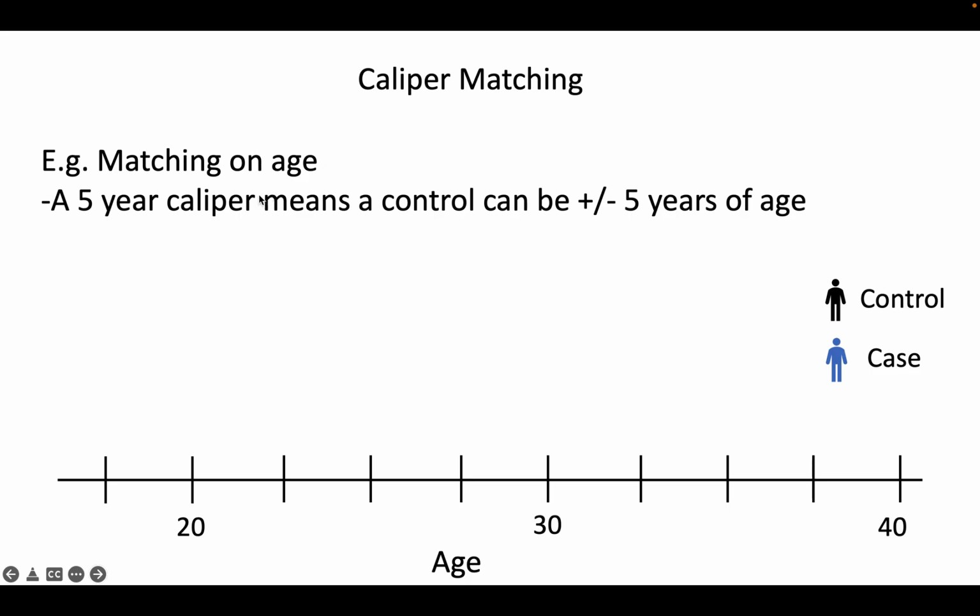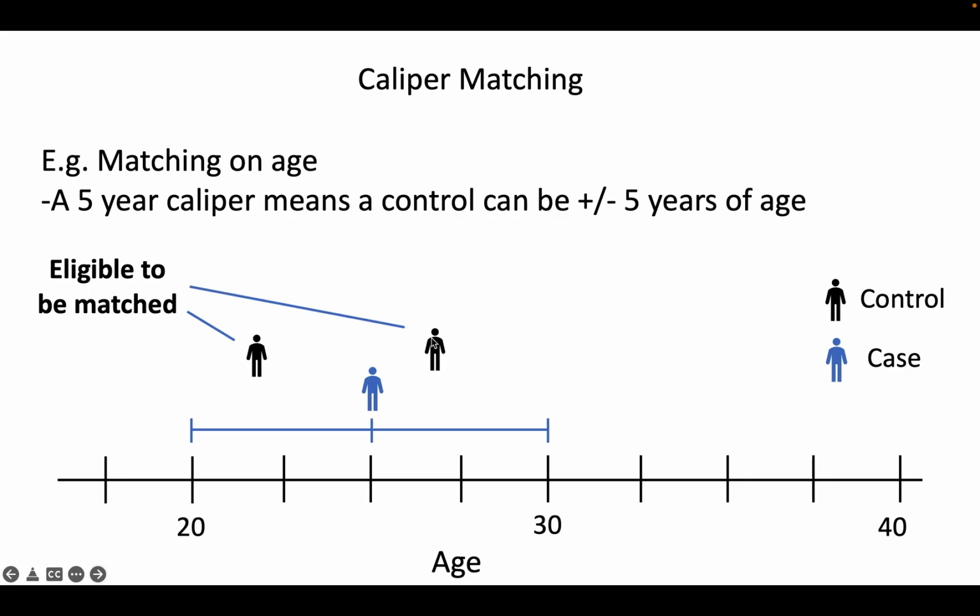But caliper matching is a way to match someone. Let's say we're matching on age, and we want our control to be plus or minus 5 years of age. So if we have this case, and it's going up 20, 22.5, 25, 27.5, 30, this person is 25, and to be eligible to be a control for them, you need to be within this caliper of plus or minus 5 years. So these people would be eligible to be matched as a control, but this person wouldn't.